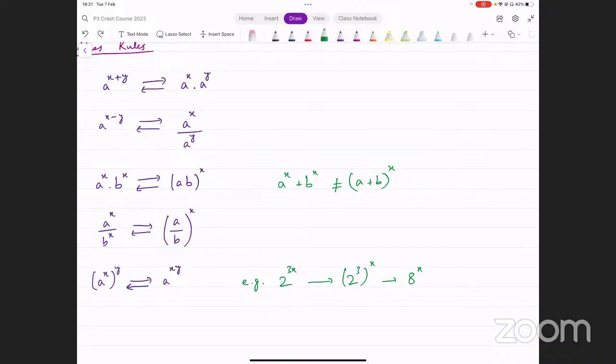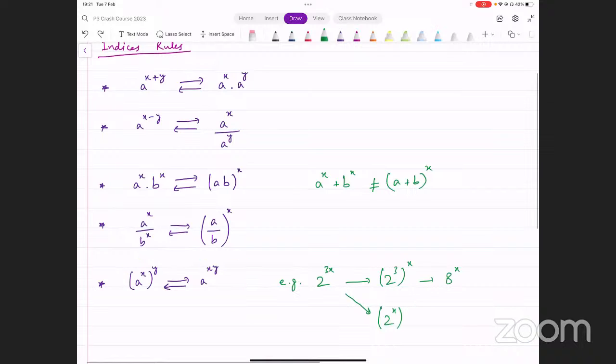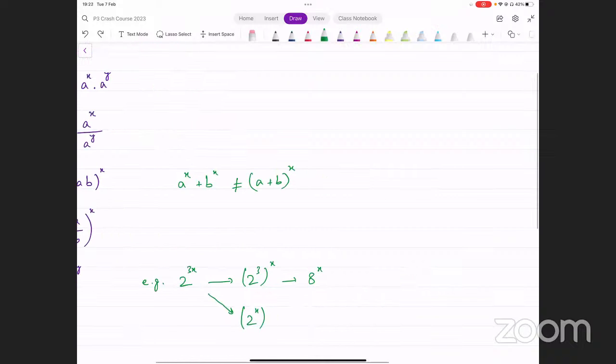Another way, which is going to be more useful and required in some cases, is that you have 2 raised to power x inside, and then outside you have 3. And that comes from this rule. If you've got something multiplied in the power like this, you can have some part of it inside the bracket and some part of it outside the bracket. So it's 2 raised to power x whole raised to power 3, like this. You'll need to use this a lot when solving equations where you would require some kind of substitution.